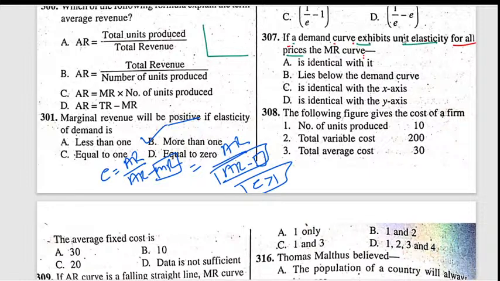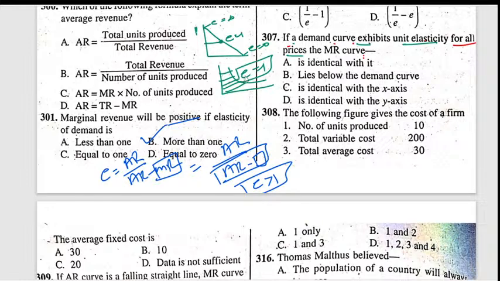it exhibits unit elasticity. See, one of the demand curves is something like this. So here when the price is at the midmost point, the elasticity will be equal to 1, and when the price is at the uppermost point of the demand curve, the elasticity will be infinity, and similarly here it will be equal to 0. So when the curve is a rectangular hyperbola, then only at all the prices the value of E will be 1. This we already know, okay.